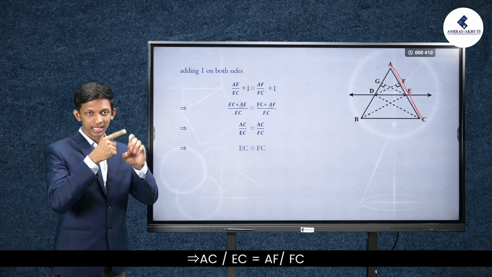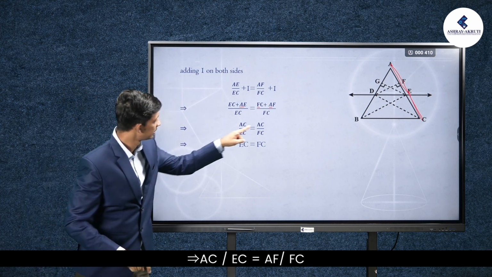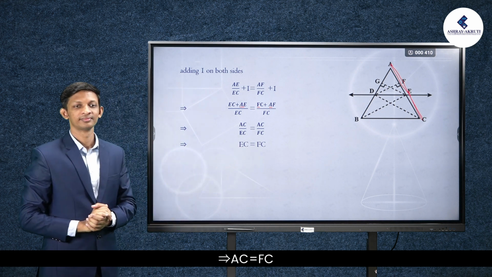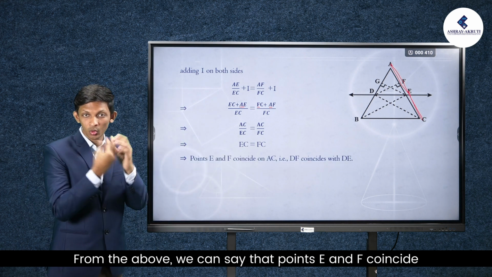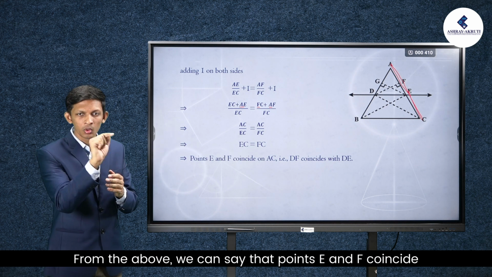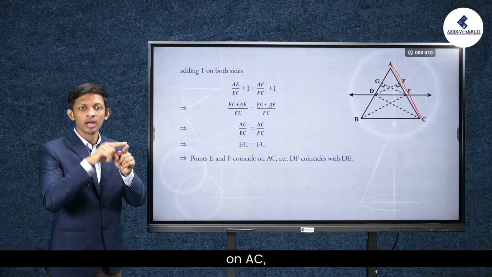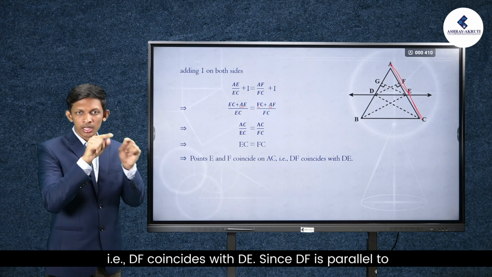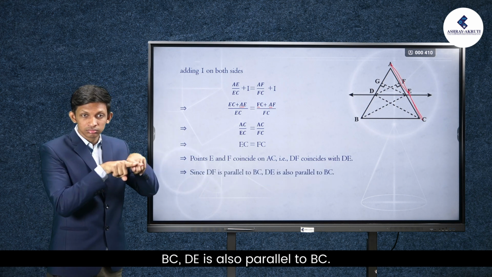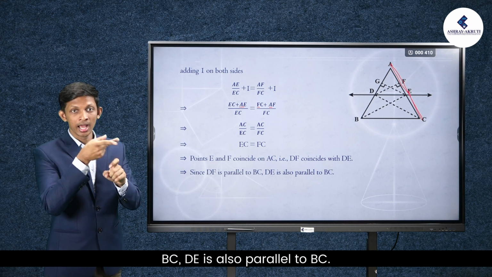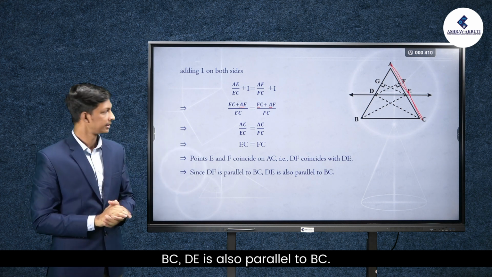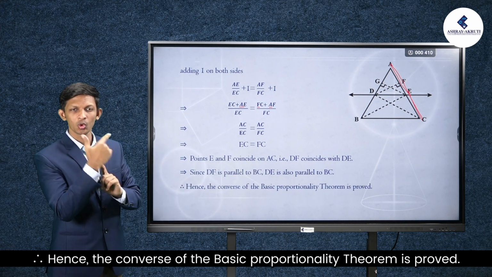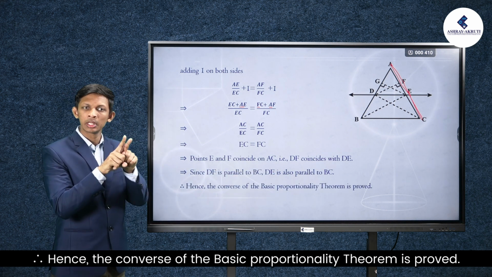AC by EC is equal to AC by FC, which means EC is equal to FC. From the above, we can say that points E and F coincide on AC. That is, DF coincides with DE. Since DF is parallel to BC, DE is also parallel to BC. Hence, the converse of the basic proportionality theorem is proved.